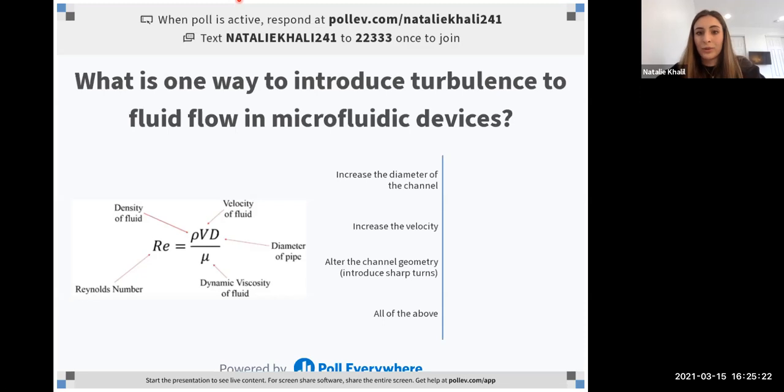And then I see some of you selected C, which is the example we gave in class. So that is also a correct answer. And that is to just introduce different geometries that cause mixing or cause fluid flow in various directions rather than just in one direction.